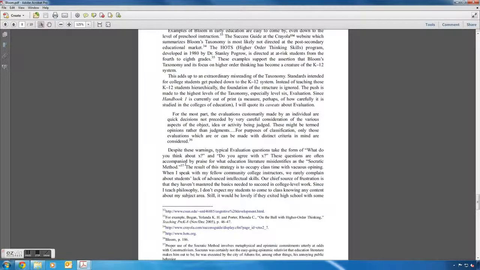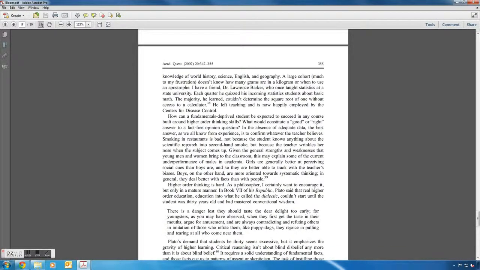For the most part, the evaluations customarily made by an individual are quick decisions not preceded by very careful consideration of the various aspects of the object. For purposes of classification, only those evaluations which are or can be made with distinct criteria in mind are considered.